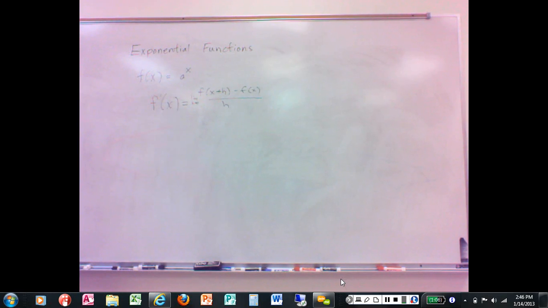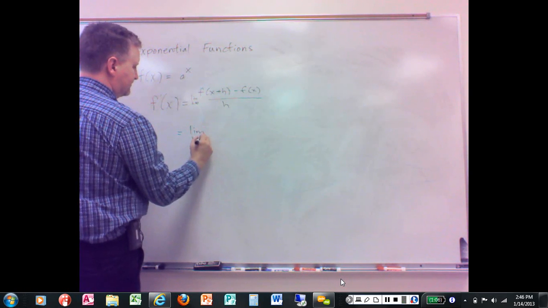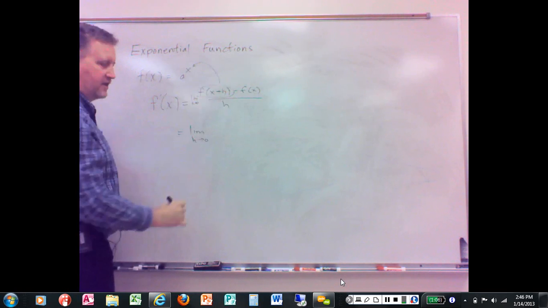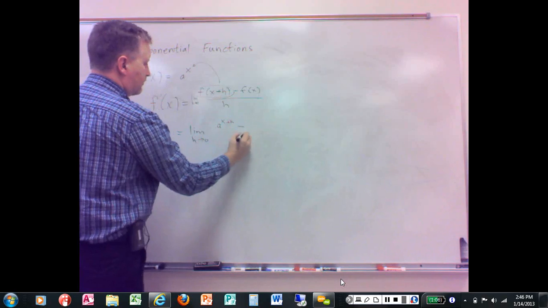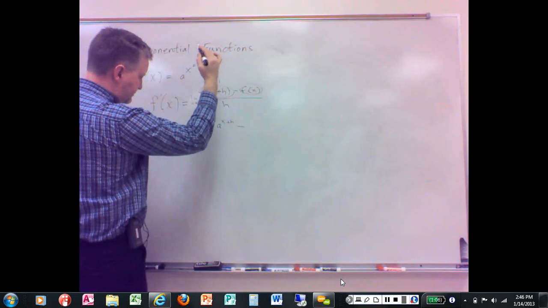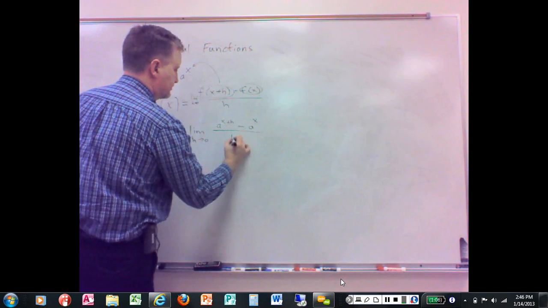All right. Well, none of our little tricks are of much use here. Here's what we got. What is f of x plus h? Well, we plug in x plus h for x. We have a to the x plus h is what f of x plus h would be. Would you agree? F of x then would just be minus a to the x, all over h.